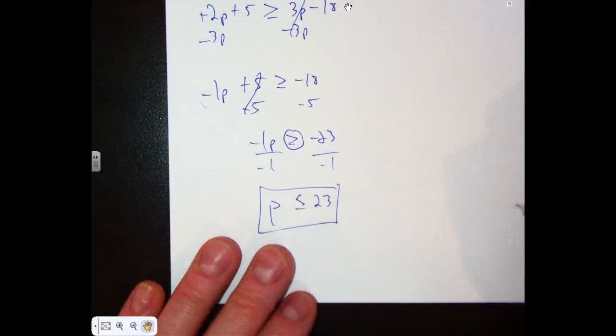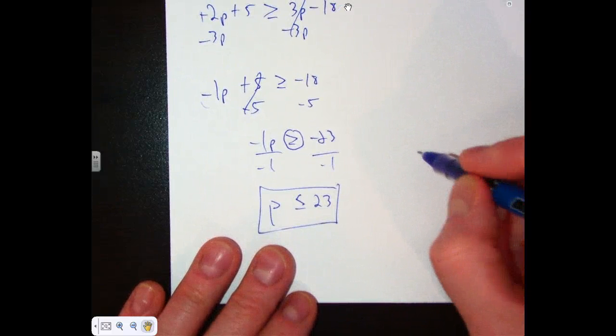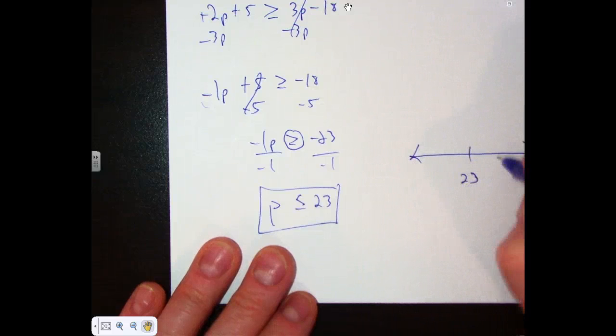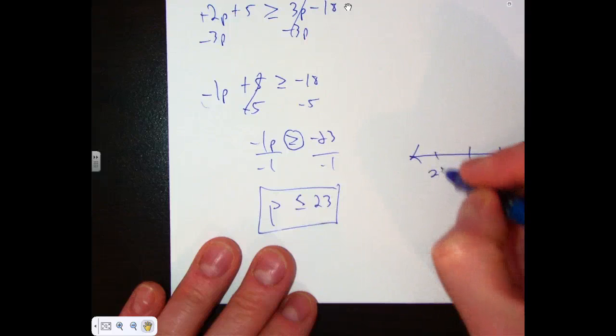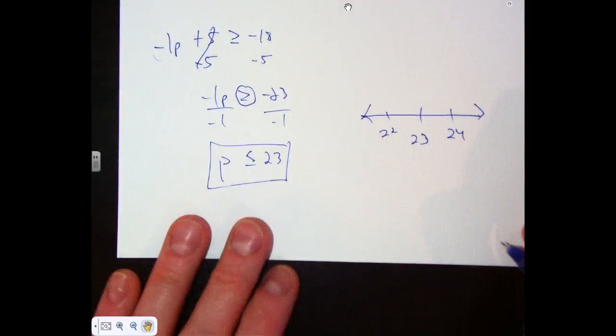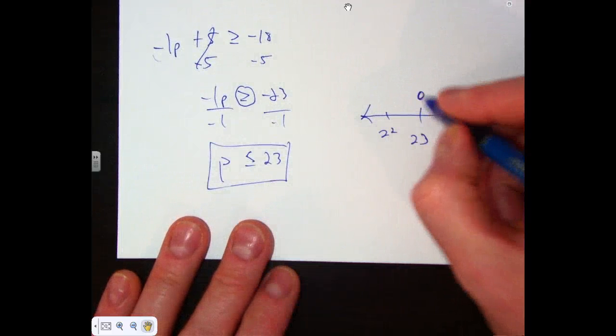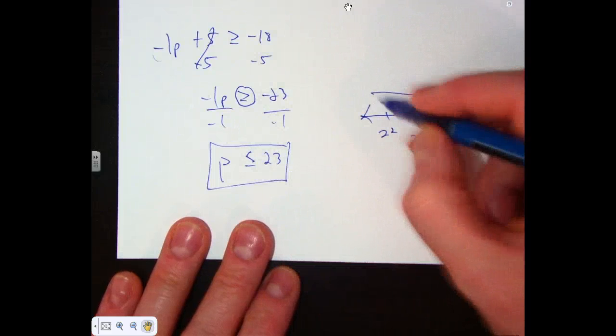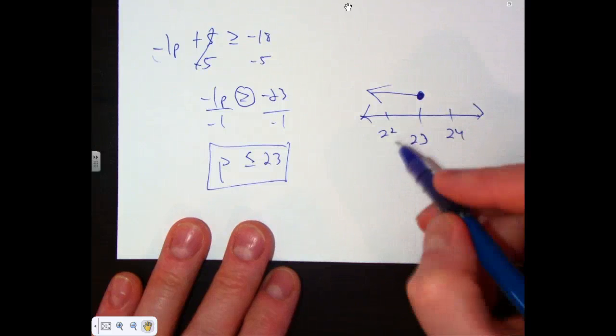If I go to graph that then, what I end up getting is a number line. 23 is the center, 24 is the number to the right, 22 is the number to the left. Since it's less than or equal to, I want to include 23, so it's a solid dot, and less than means left of 23, because 22 is less than 23.